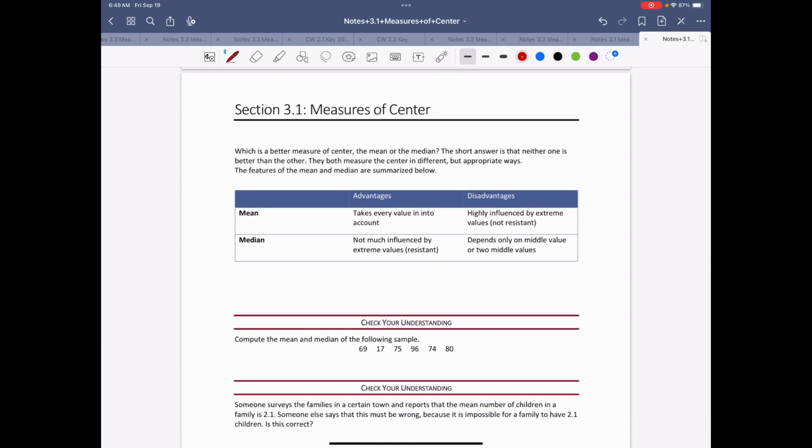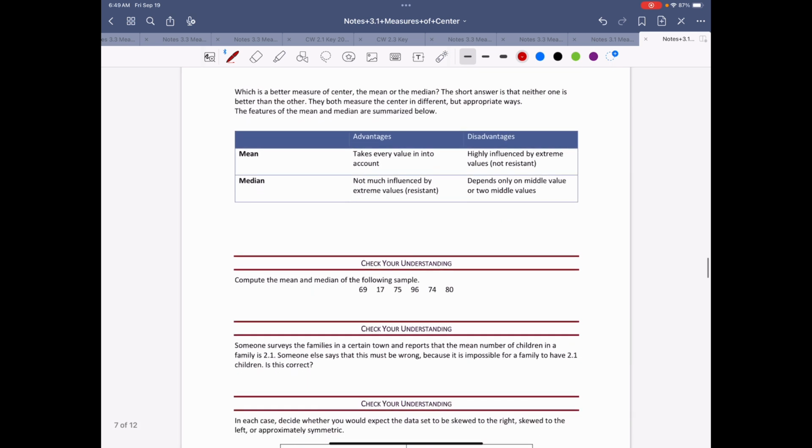Which is better? That depends. Okay, so which is better? That depends. The short answer is neither one's better. But here's what I like about the mean. I like the mean because it takes every value into account, not just the middle. But the disadvantage is that it's highly influenced by extreme values. It is not resistant. You saw it in the lottery problem.